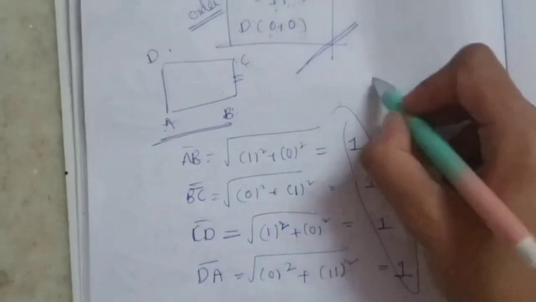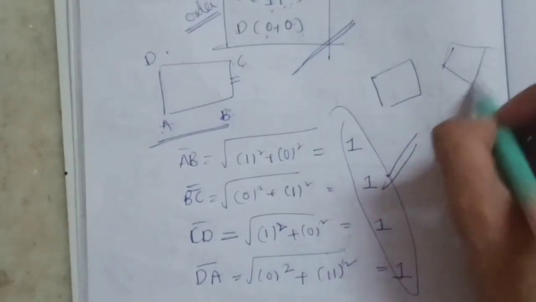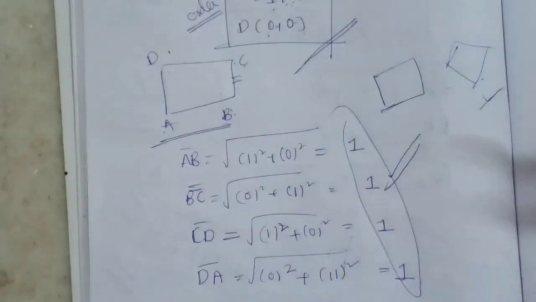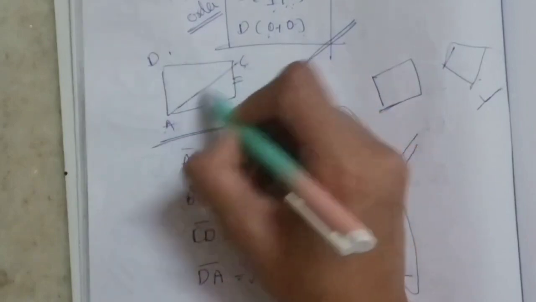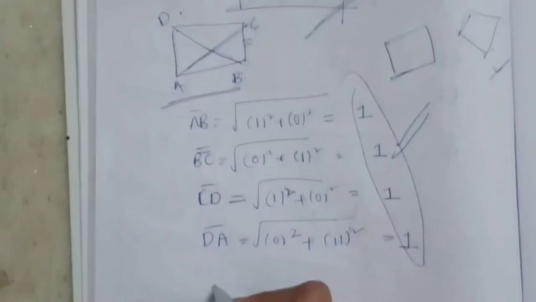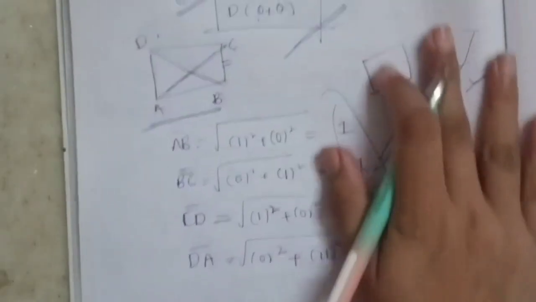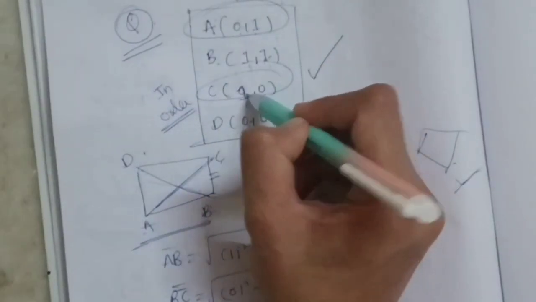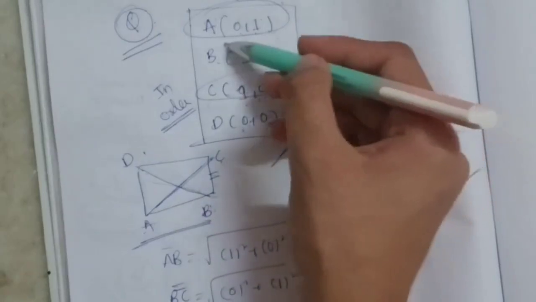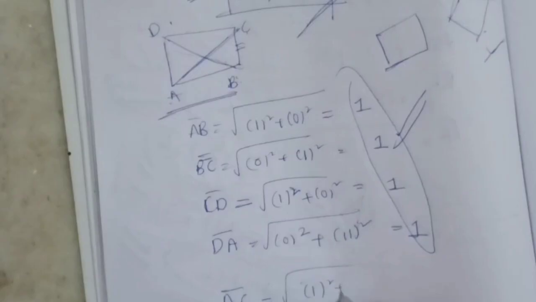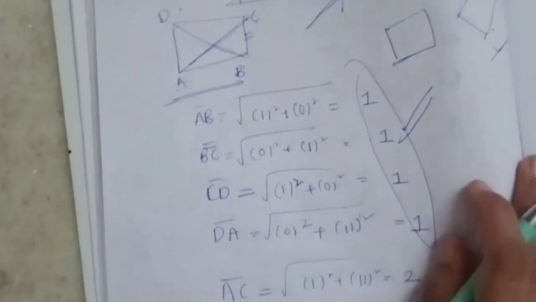Then what can it be? It can be a square, it can be a rhombus too. So don't blindly go to the square, right? We should check the diagonal length. What are the diagonals here? AC and BD are the diagonals. Let us find the AC length. What is A? A is 0 comma 1. What is C? 1 comma 0. So difference between the x coordinates square plus difference between the y coordinates square, which is 1 square plus 1 square, which is 2.